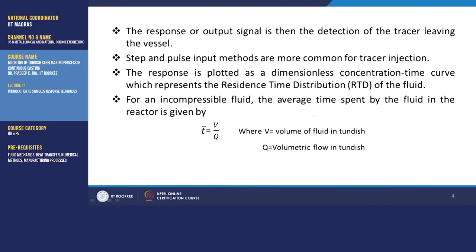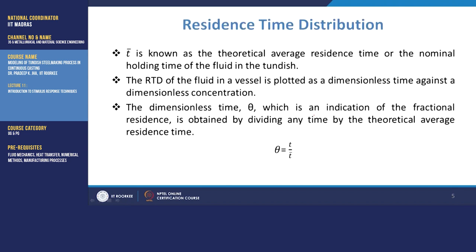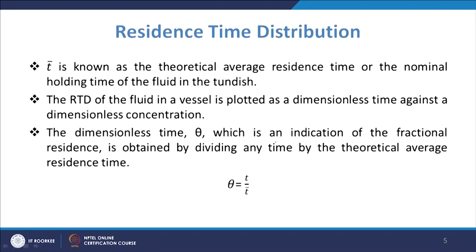If you talk about the residence time distribution, this T bar which we have seen here is V by Q, where V is the volume of fluid in the TUNDISH, and Q is the volumetric flow in the TUNDISH. This T bar is known as the theoretical average residence time, or the nominal holding time of the fluid in the TUNDISH. This is a theoretical value.